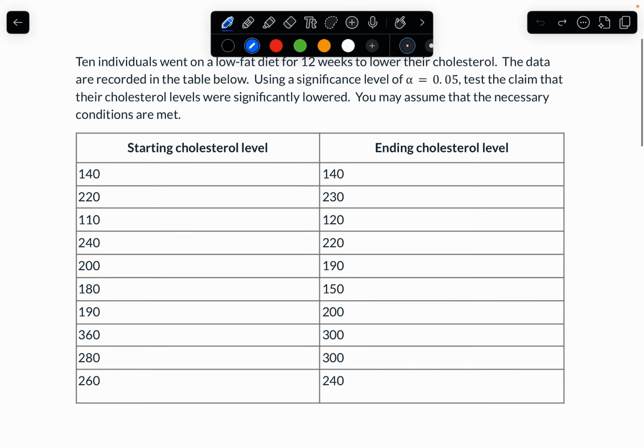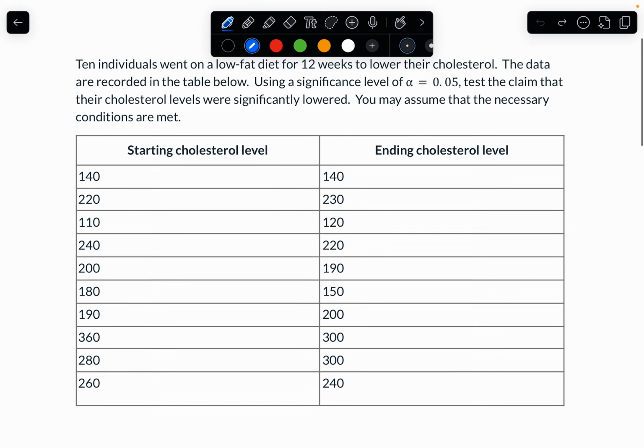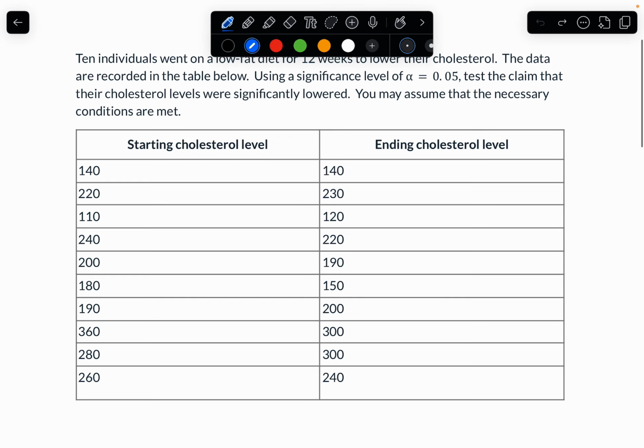So the one big difference between this example and the one that we just looked at on the last page was that we're not given the summary statistics. We're going to have to go and find those values. So to start off, before we even get into that, let's start with our null hypothesis and our alternative hypothesis.